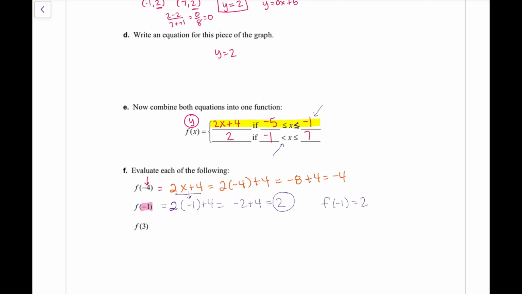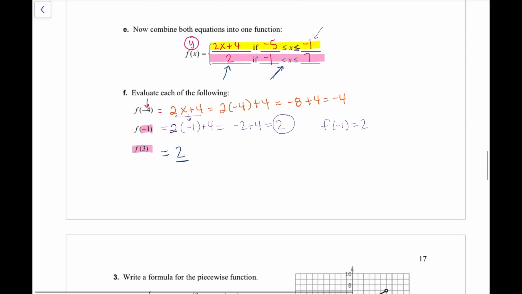Now, if we have f of 3, we're going to plug it into the second equation. The reason is that 3 is in between negative 1 and 7. So anytime the x is in between negative 1 and 7, the y is going to equal 2.